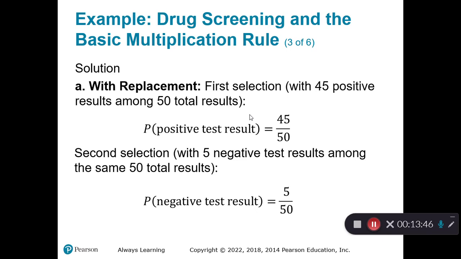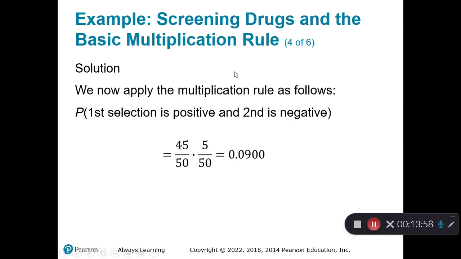Remember that this is an AND problem. We want the first person to test positive and the second person to test negative. Therefore, we're going to use the multiplication rule and multiply these 2 probabilities together. So the probability of getting a positive test result in the first selection and then a negative test result in the second selection would be 45 out of 50 times 5 out of 50, which is 0.09.